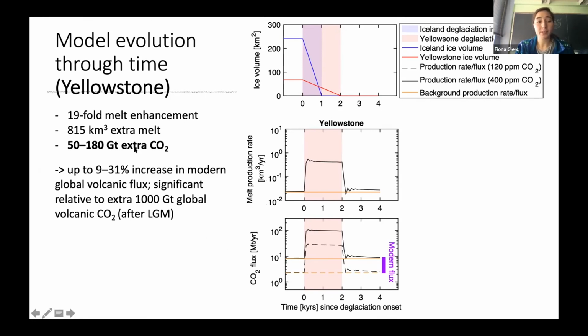To give you a sense of scale, this extra CO2, if released today, would increase the modern global volcanic flux by 9 to 31%, and would be significant relative to the extra 1,000 gigatons of global volcanic CO2 that may have been released during the last deglaciation.